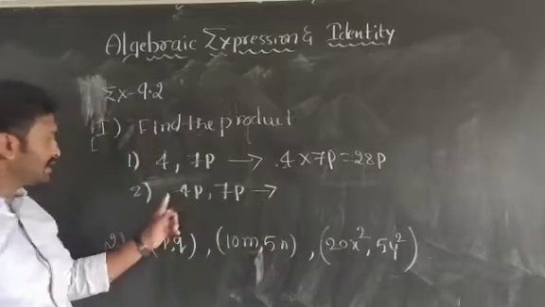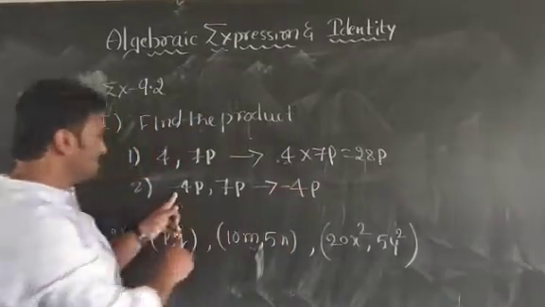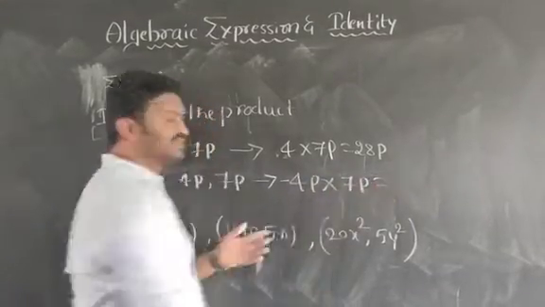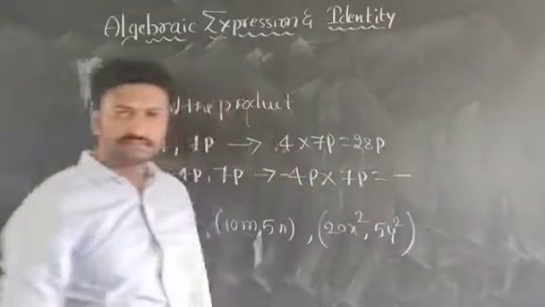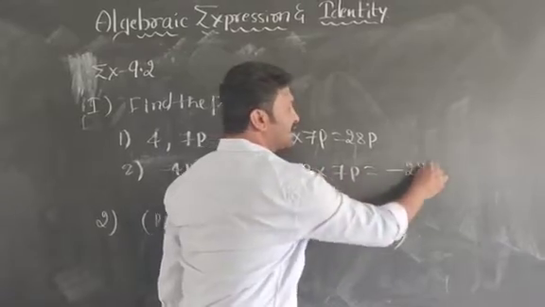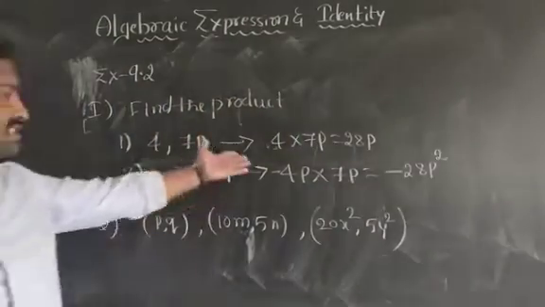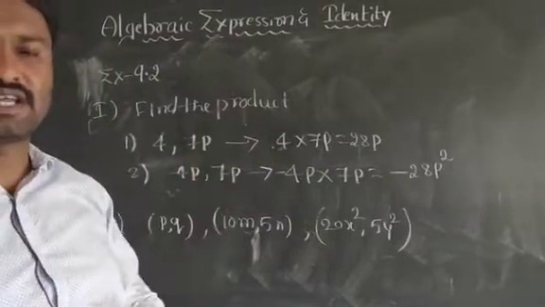And here 4p, the minus sign is there. Minus 4p into 7p. First we multiply: minus into plus is minus. 4 7s are 28, p into p is p square. Okay, the remaining sums are there in the first main. You just try, very simple problems.